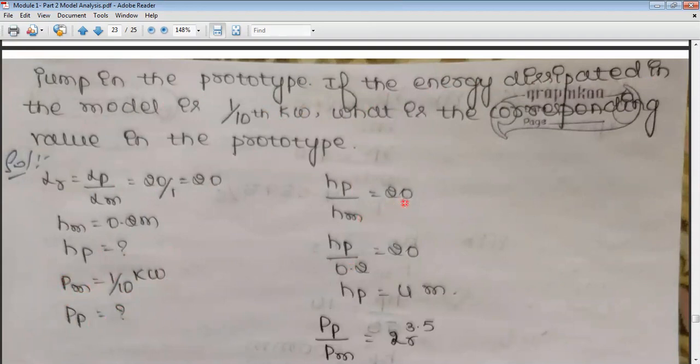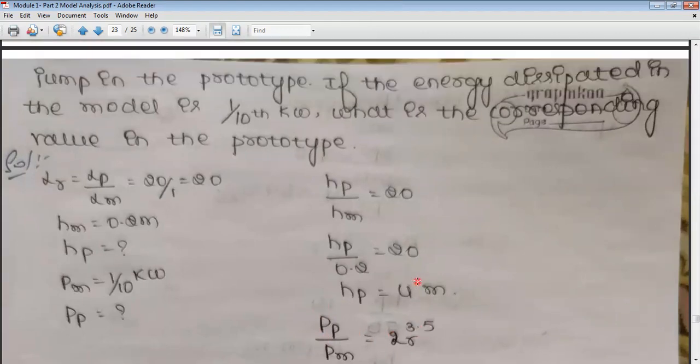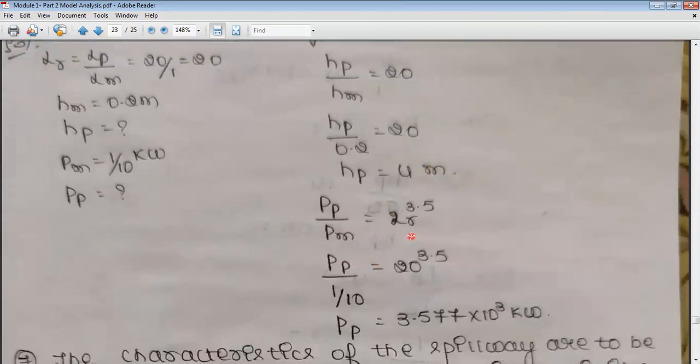HP by HM is equal to 20. The height of the hydraulic jump in the prototype works out to be 4 meter. Then here it is the power, you have to use the scale ratio for power, don't use the scale ratio for energy. You observe the unit, it is kilowatt. So PP by PM is equal to LR to the power of 3.5. It is PP divided by 1 by 10 is equal to 20 to the power of 3.5. You will get the power or the energy dissipated in the prototype.